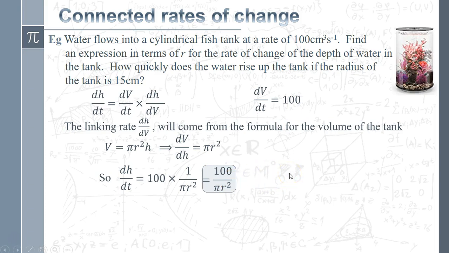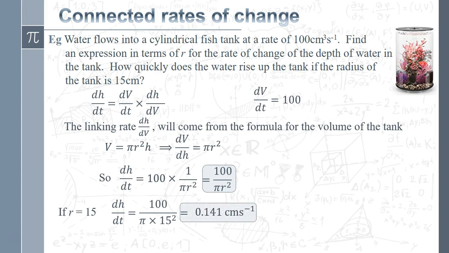Now the second part of the question says, okay, what is that value? If we know that the tank has got a radius of 15 centimetres, how quickly is the water rising up the tank? Essentially, how quickly is it filling up? So if R is 15, dH/dt is going to be 100 over pi times 15 squared. And there you go. So the depth is increasing by 0.141 centimetres per second. So the tank's not filling massively quickly because, let's face it, it's a big old tank. Right, that's the first one done.